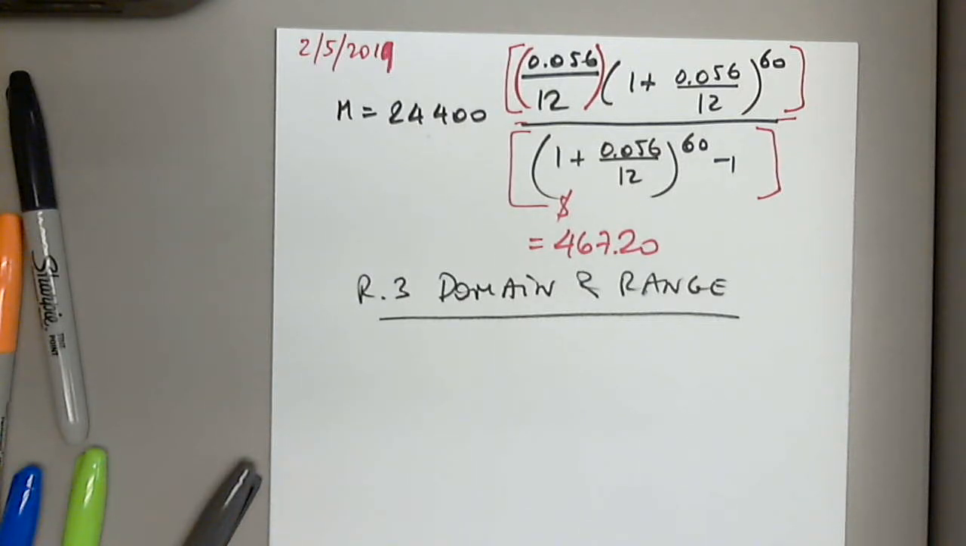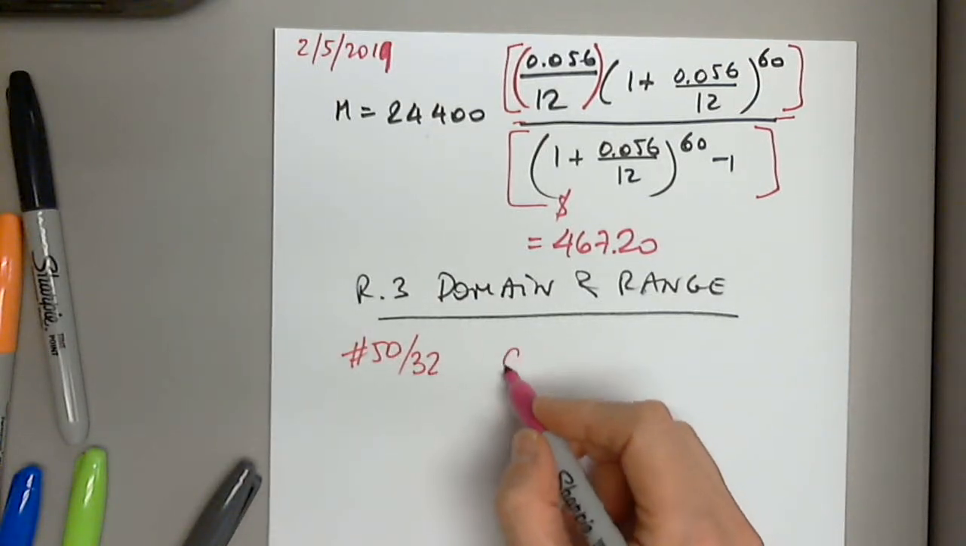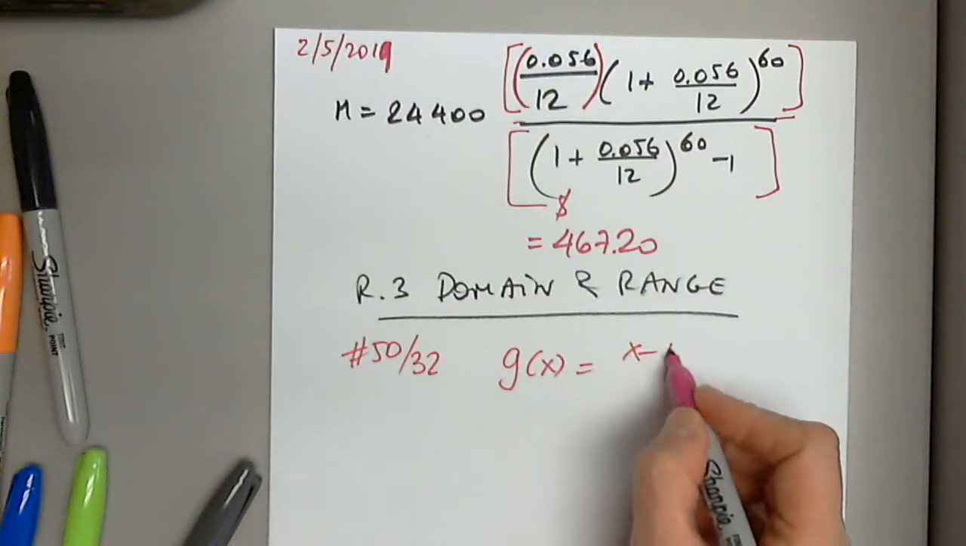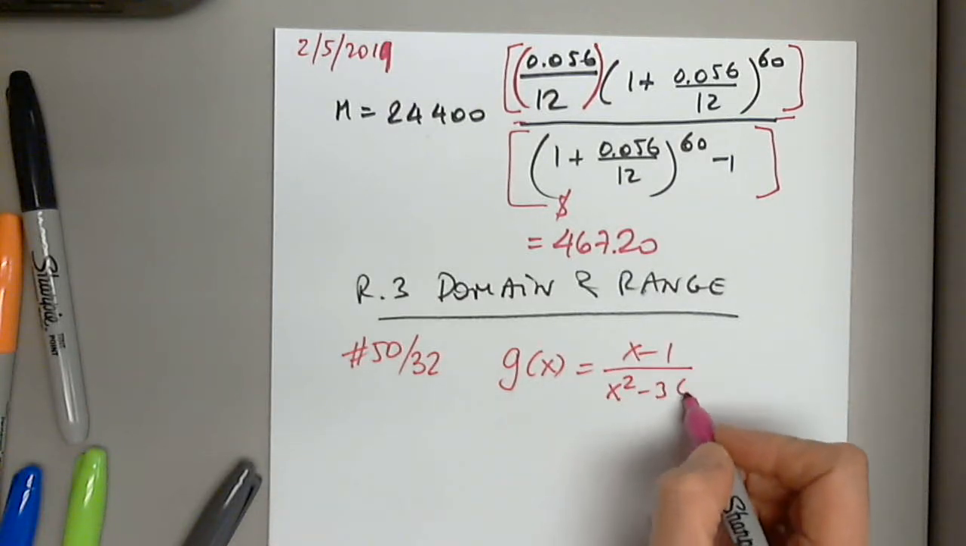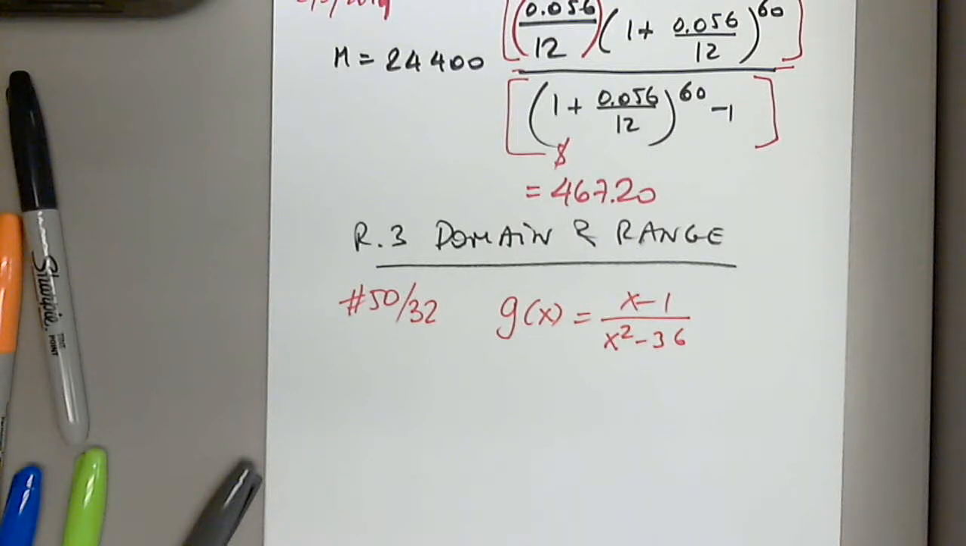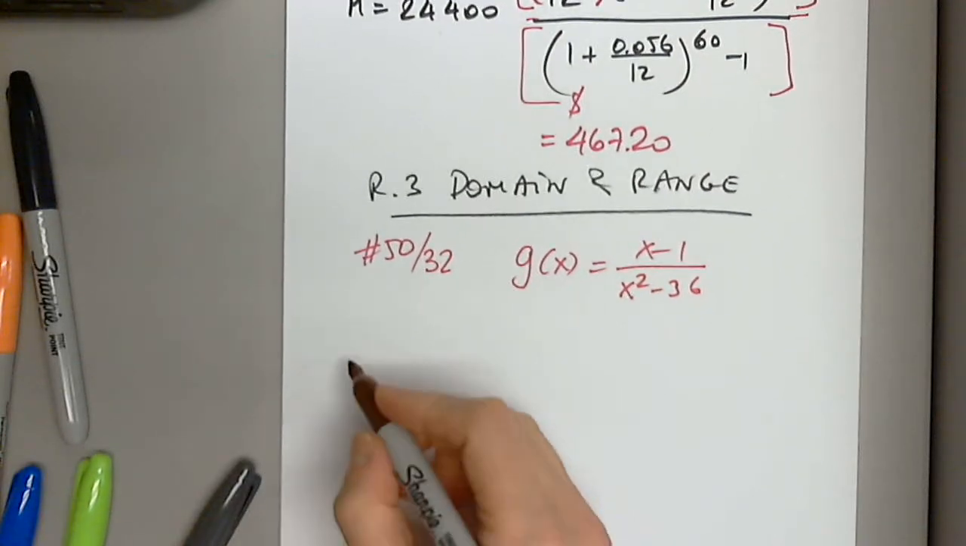Okay, so I'm going to look at a couple of problems, like for example 50 on page 32. We are given g of x, which is x minus 1 divided by x squared minus 36. First of all, I need to identify the type of function. What type of function is it? Okay, we are not sure about that. So let's start with a simpler example in a minute.